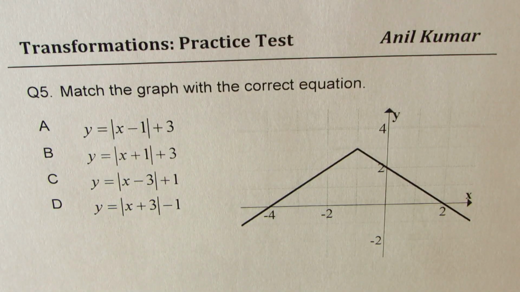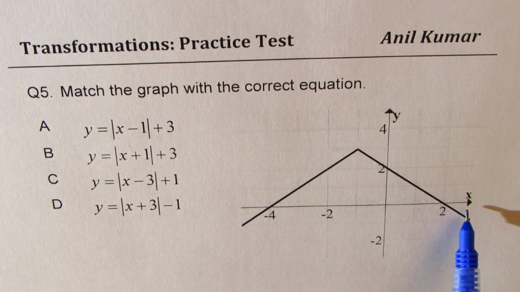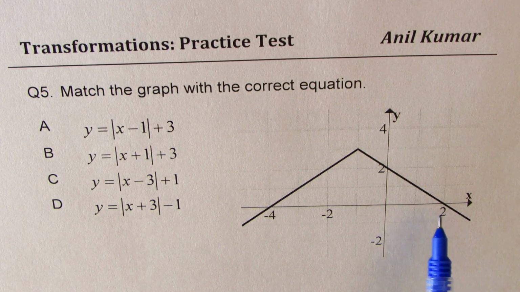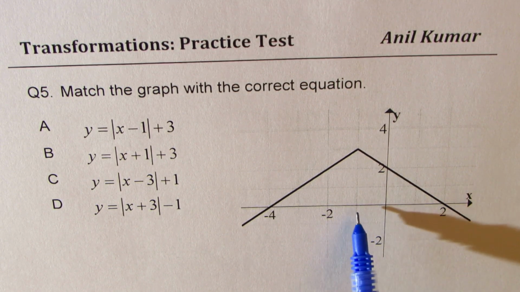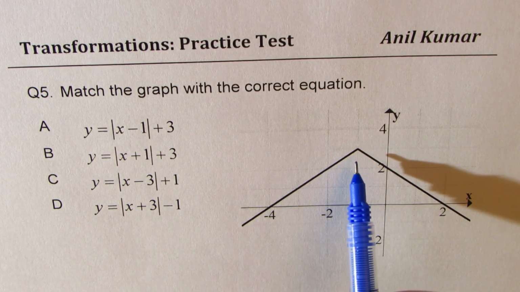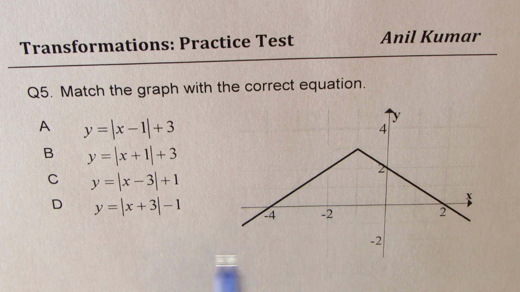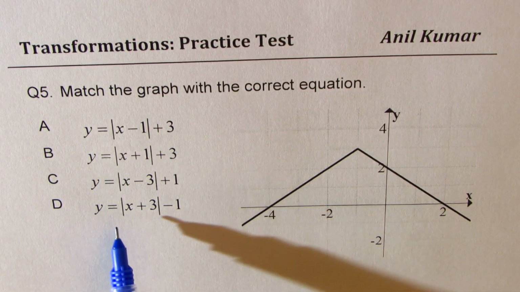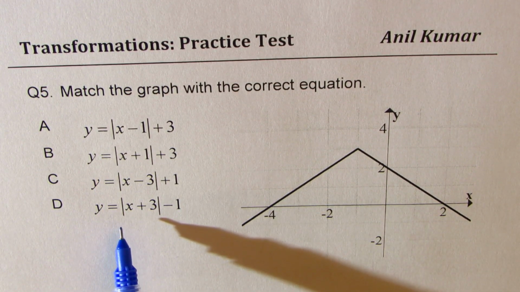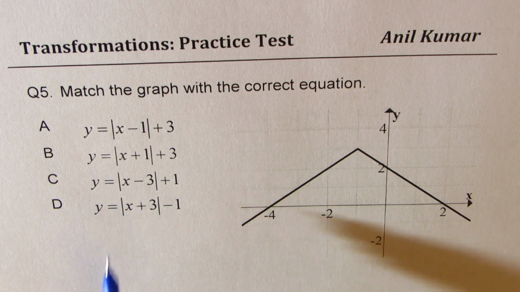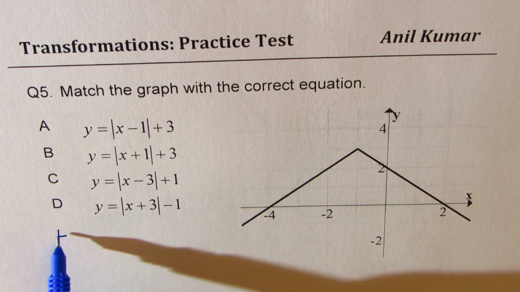Here is question number 5. This time we have taken absolute function. So it has been reflected on the x-axis, and it has been translated 1 unit left and 3 units up. Since the reflection is on the x-axis, there should be negative term somewhere here, which is kind of missing. So the real equation is not there. Let me add the real equation.